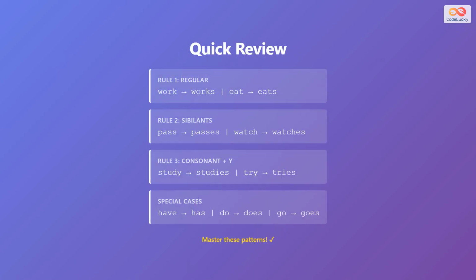Now let us review all the spelling rules we learned. Rule 1. Regular verbs add just S, like work becomes works and eat becomes eats. Rule 2. Verbs ending in sibilant sounds add Es, like pass becomes passes and watch becomes watches. Rule 3. Verbs ending in consonant plus Y change to IES, like study becomes studies and try becomes tries. And remember the special cases: have becomes has, do becomes does, and go becomes goes. Practice these rules to master the simple present tense.